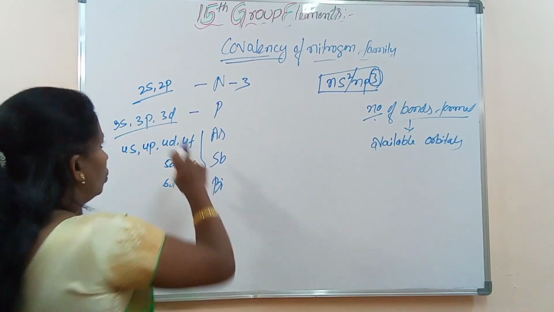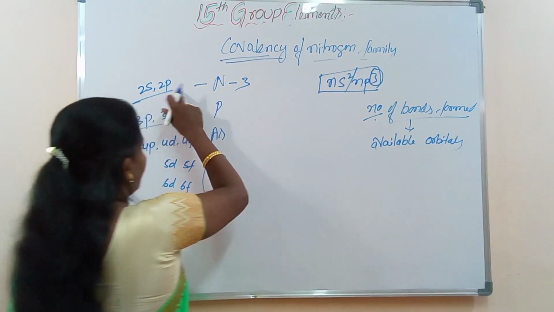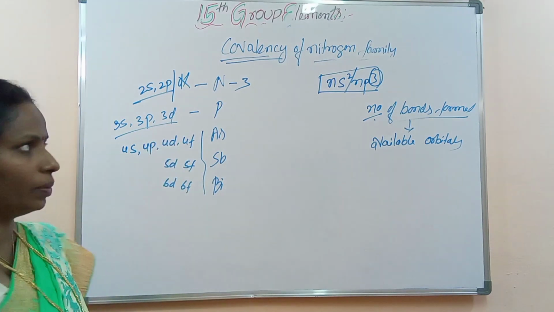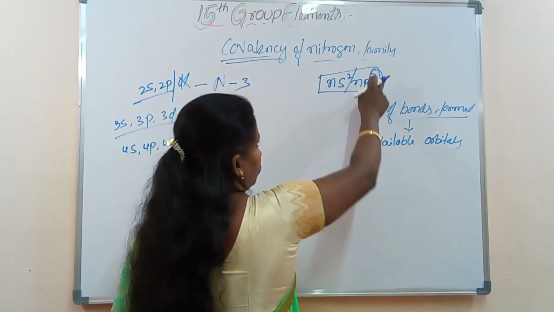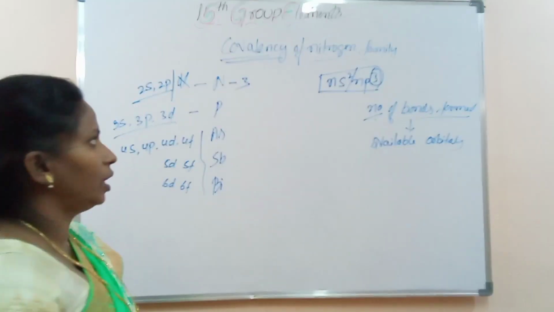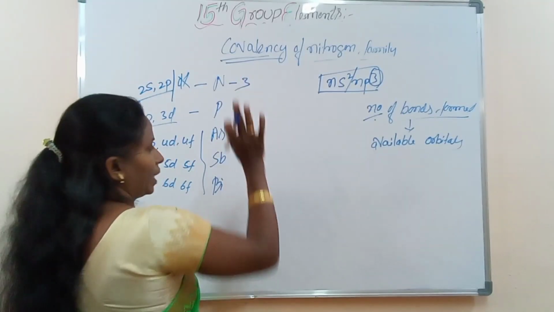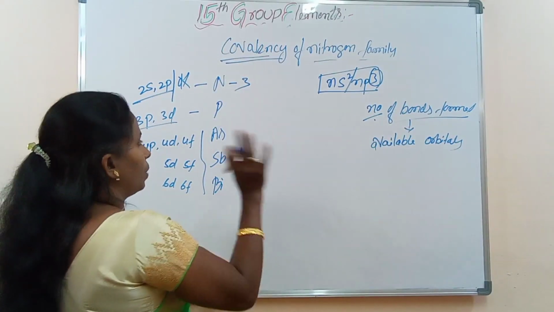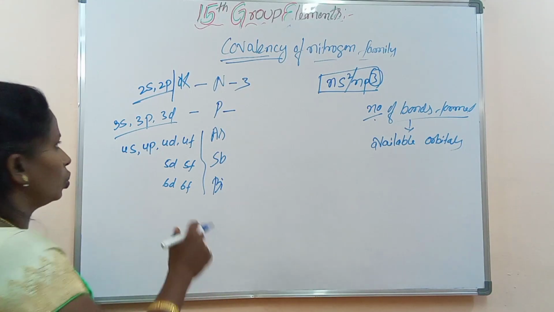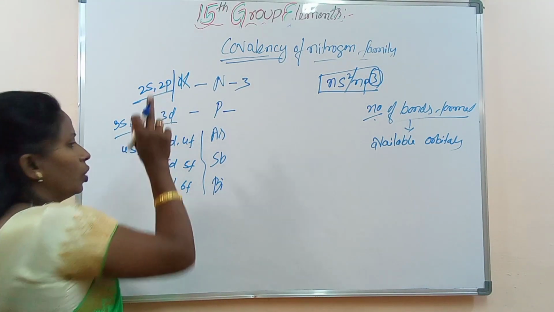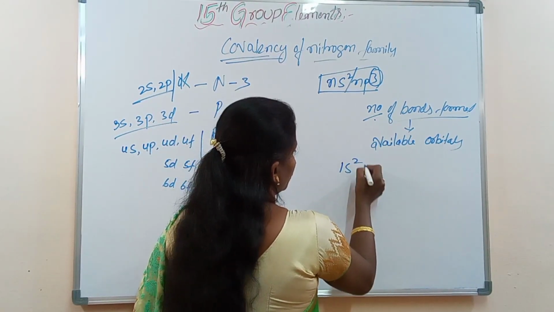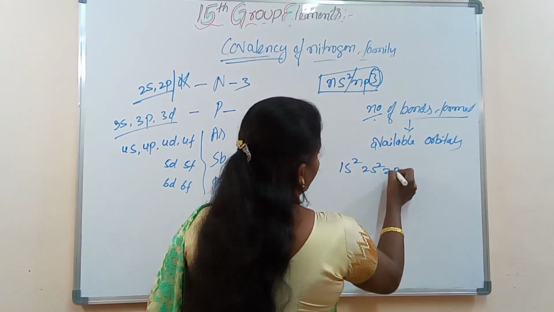Because d orbitals are not available in nitrogen, it cannot shift its s electrons to the next upcoming orbital, and so it can form only a maximum of 3 bonds. But phosphorus has vacant d orbitals, so it can shift s electrons to d orbitals. For example, nitrogen 1s2, 2s2, 2p3.